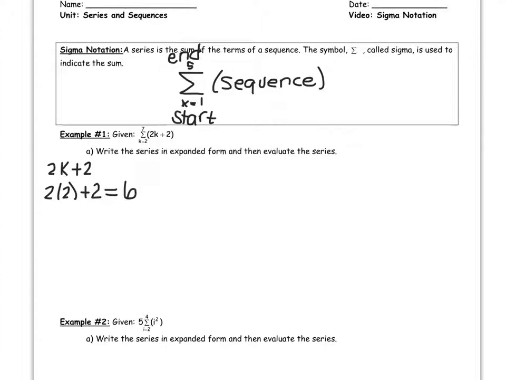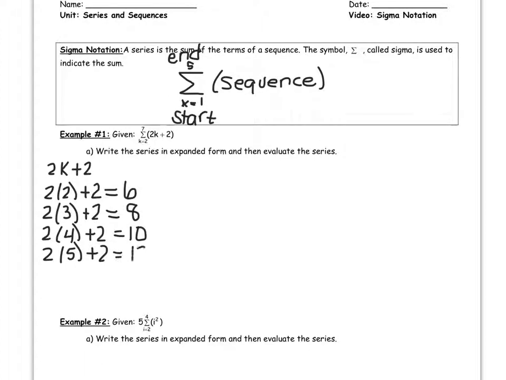Then we keep going up until we hit our end value, which is 7. So the next term would be 2 times 3 plus 2. So 2 times 3 is 6, plus 2 is 8. Then 2 times 4 plus 2, that's 8 plus 2 is 10. 2 times 5 plus 2, that's 10 plus 2 is 12. 2 times 6 plus 2, that's 12 plus 2 is 14. And then 2 times 7 is 14, plus 2 is 16.